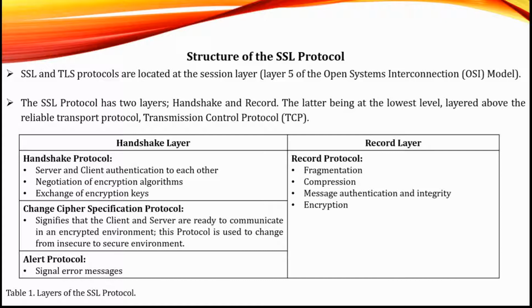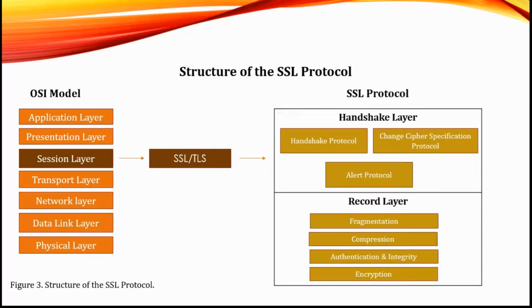The record layer contains the record protocol, which allows fragmentation of data, whereby data is split into multiple blocks of certain bytes of length if it exceeds a specified limit. It allows compression of data before encryption. It allows message authentication and integrity over compressed data. It enables encryption of application data using symmetric encryption. And this is a pictorial representation of the structure of the SSL protocol as explained.